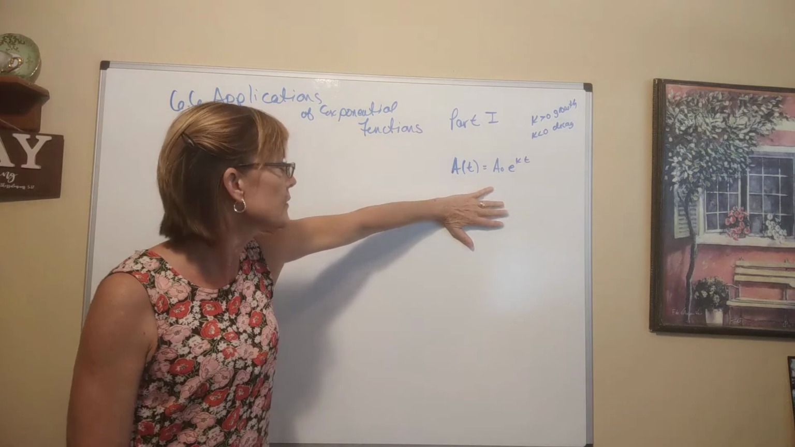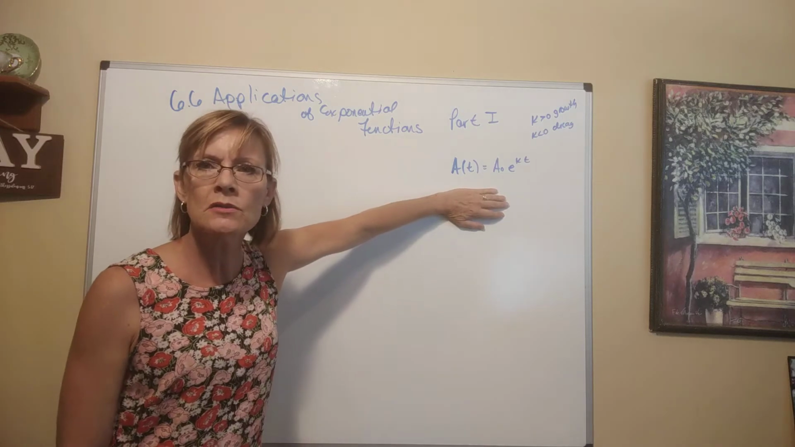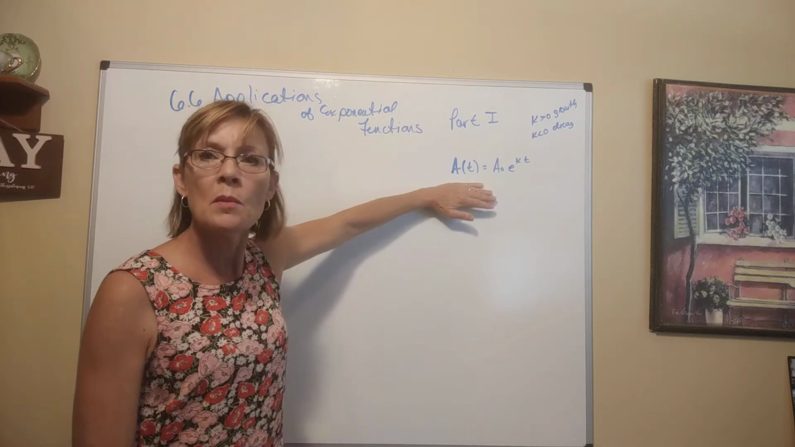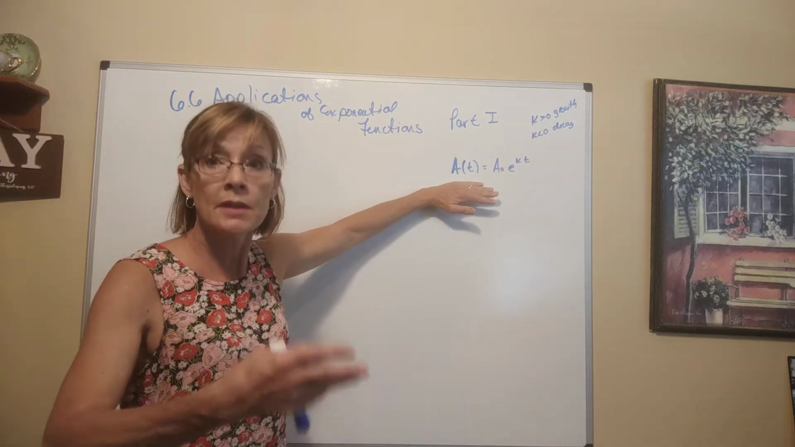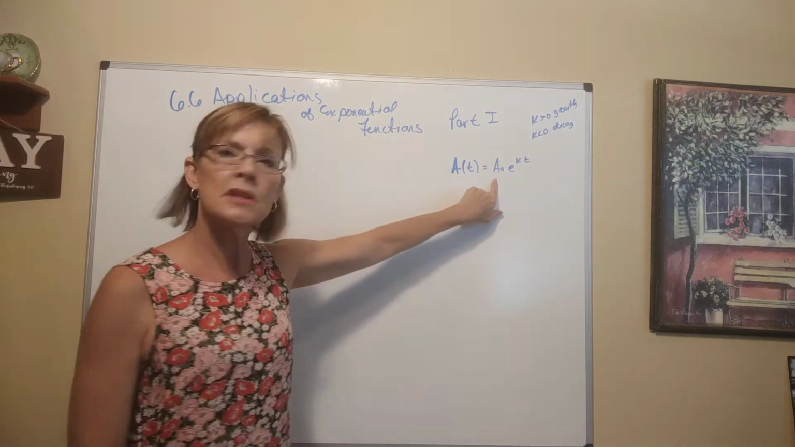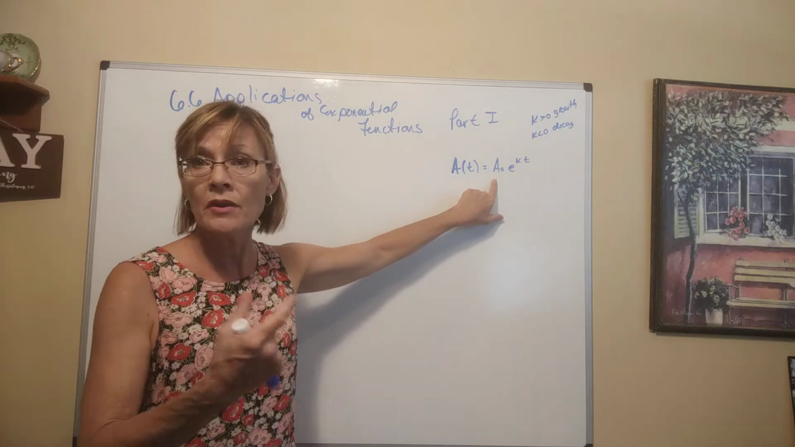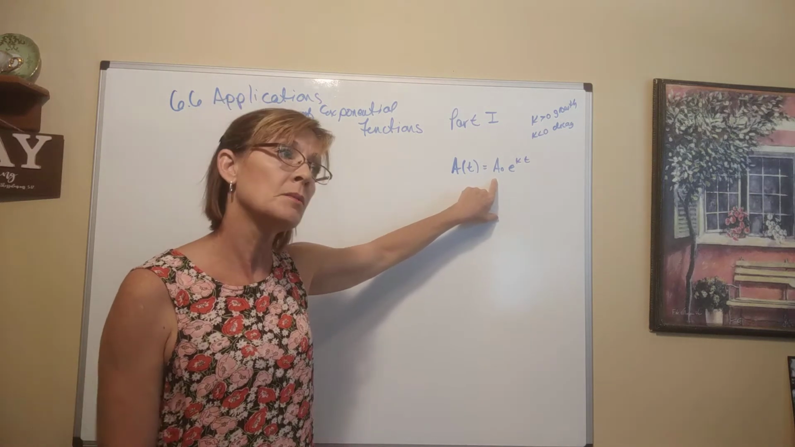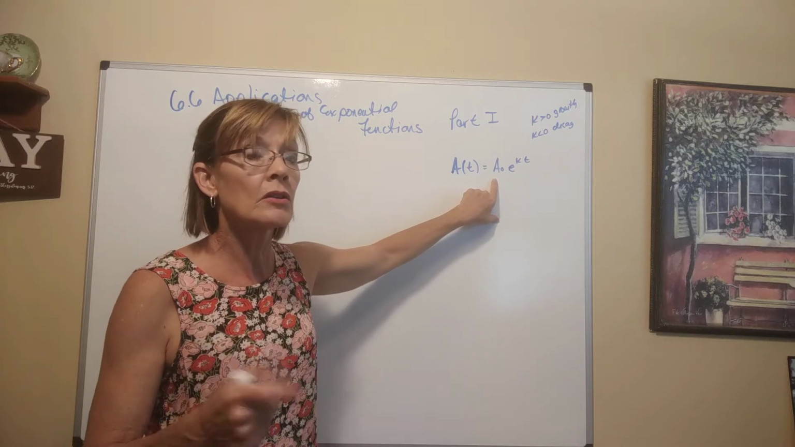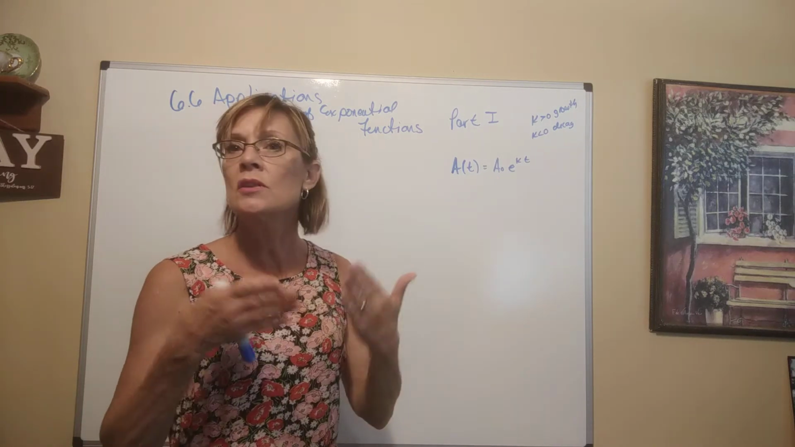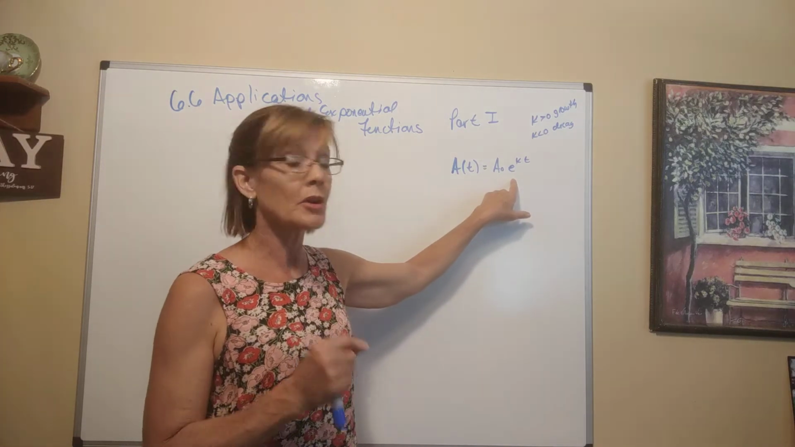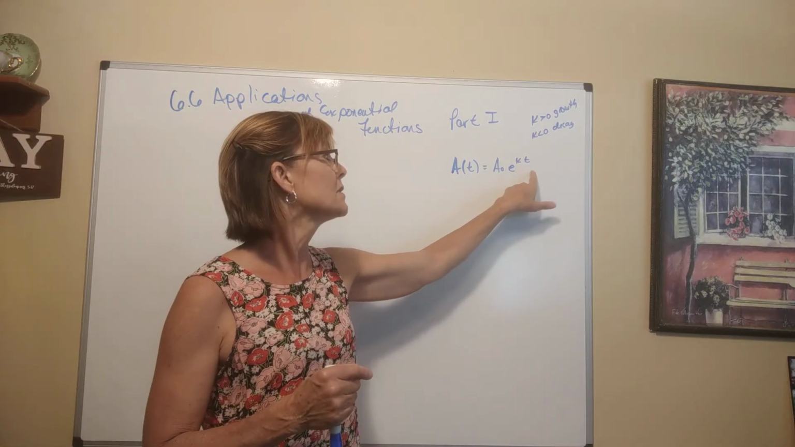There are different forms, but this is the form that I like to use that has the base e in it. It's basically A of t, the amount of whatever at time t, is equal to A sub 0, the initial amount of whatever, which could be people, bacteria, radioactive material, or money, times the base e, the number e, raised to k times t.